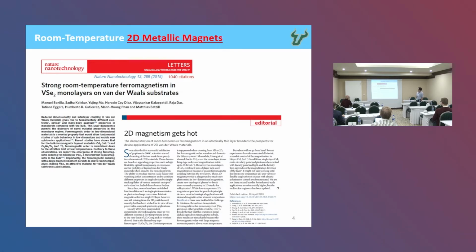After this discovery, 2D magnetism, especially at room temperature, became very hot. And even though the origin of the room temperature magnetism in this system still remains debated, because of the contribution from defects, it is very difficult to decouple these effects from the contribution of the intrinsic magnetism.